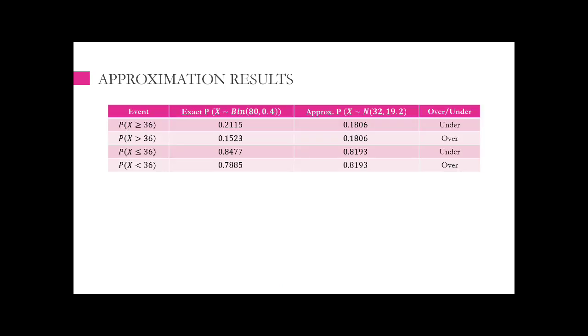So this is just a table of our approximation results that I'm going to show you now. We had each of our events, and then we had the exact probability and the approximate probability using the normal distribution.